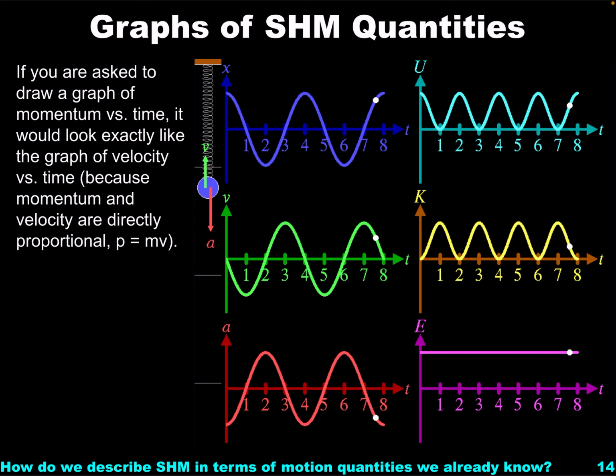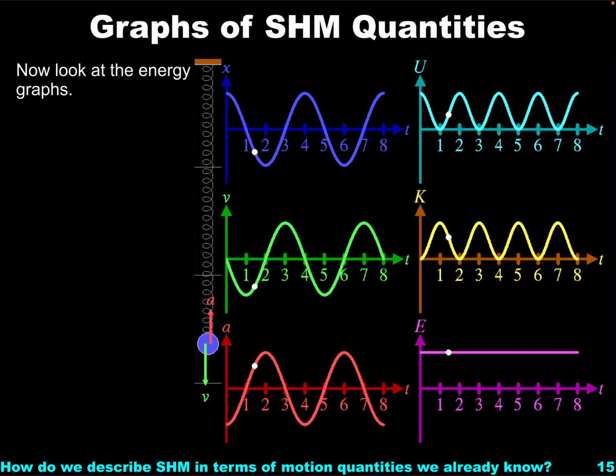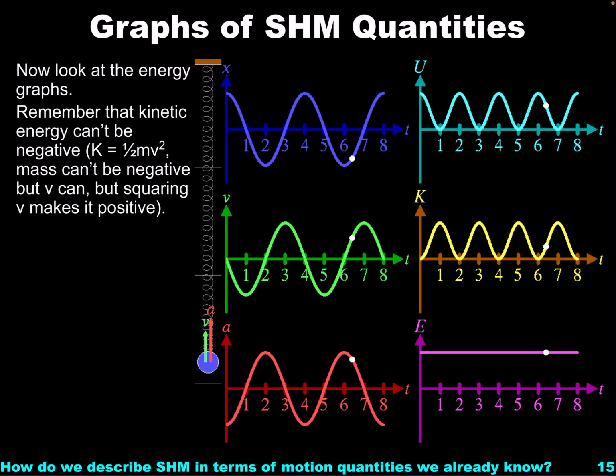If you're asked to draw a momentum versus time graph, again, it will look like the velocity time graph. And again, a force versus time graph will look like the acceleration versus time graph. Now let's look at the energy graphs. The light blue graph is potential energy. Now, remember, kinetic energy cannot be negative.